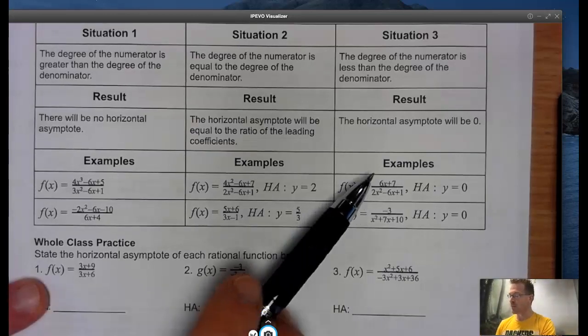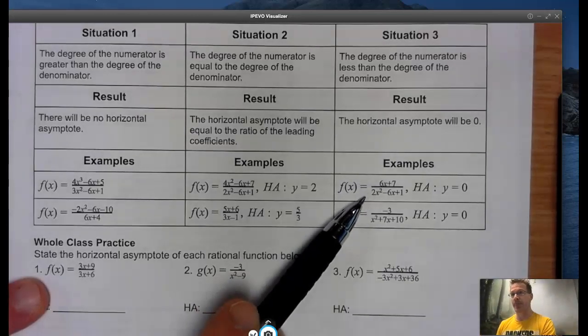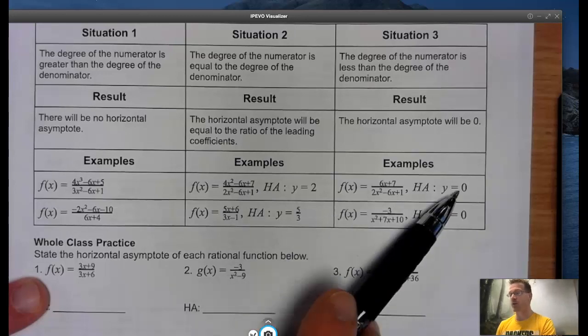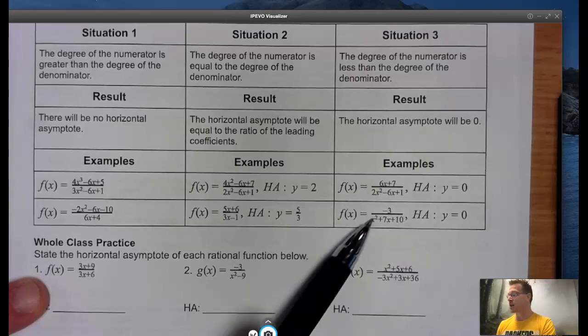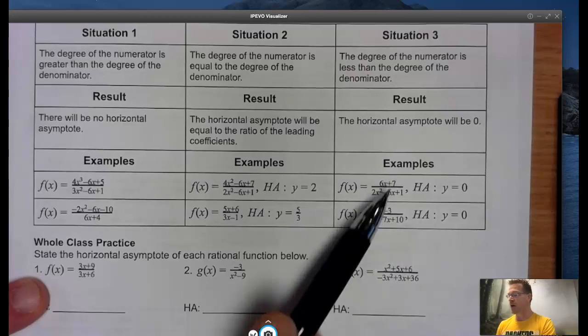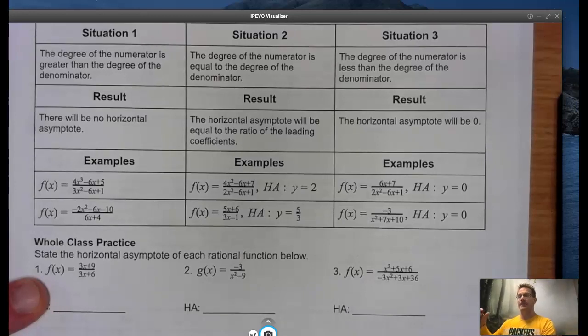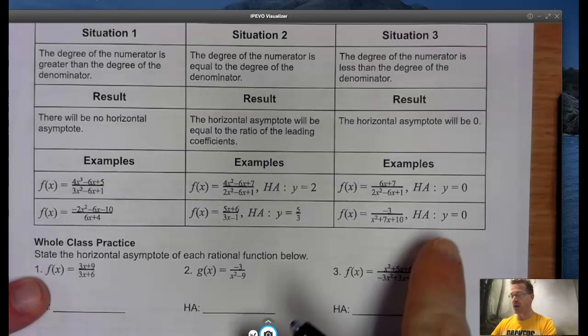All right, so first degree over second degree, the horizontal asymptote is going to be y equals 0. A 0-degree polynomial over a second-degree polynomial, you can kind of see that these denominators are going to outgrow the numerators. And we know if the denominator is bigger than the numerator, what happens mathematically? We get y equals 0.